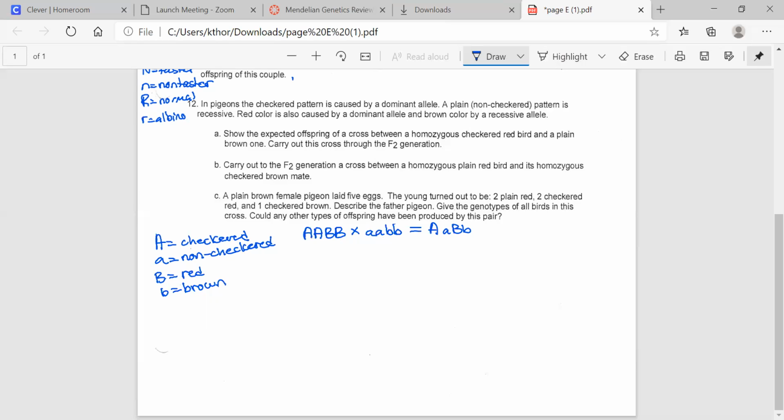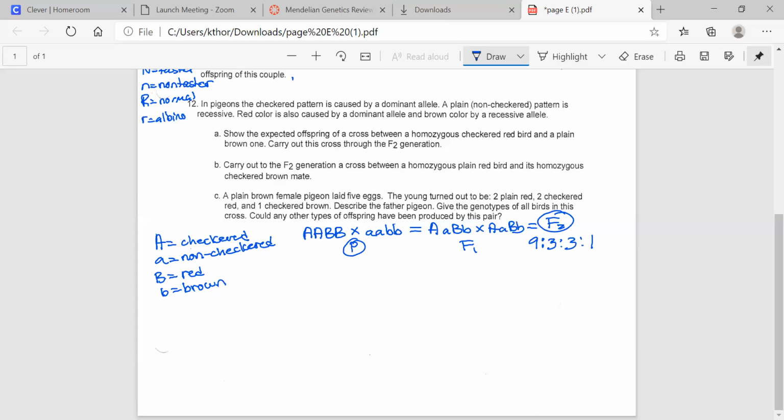And carry out this cross through the F2 generation. So this is the P generation here. It says carry out this cross. This will be F1. I can tell you right now for F2 generation, here we go. Once again, you will have 9 out of 16 be checkered in red, 3 out of 16 be checkered in brown, 3 out of 16 be non-checkered in red, and 1 out of 16 be non-checkered in brown. I can tell you that right now for part A.